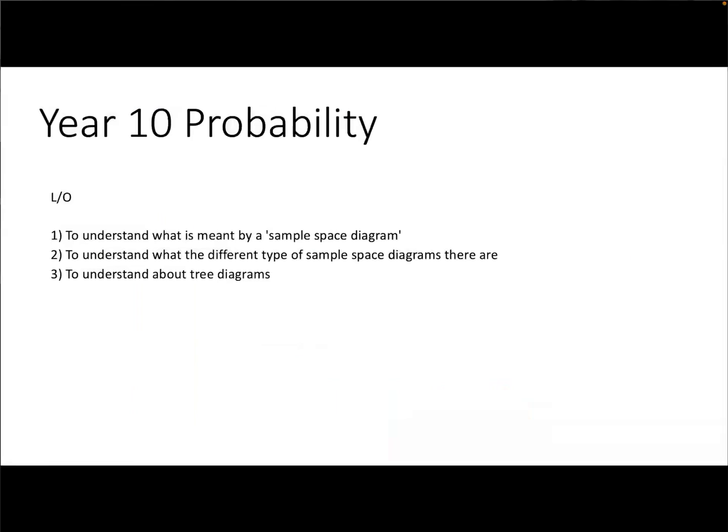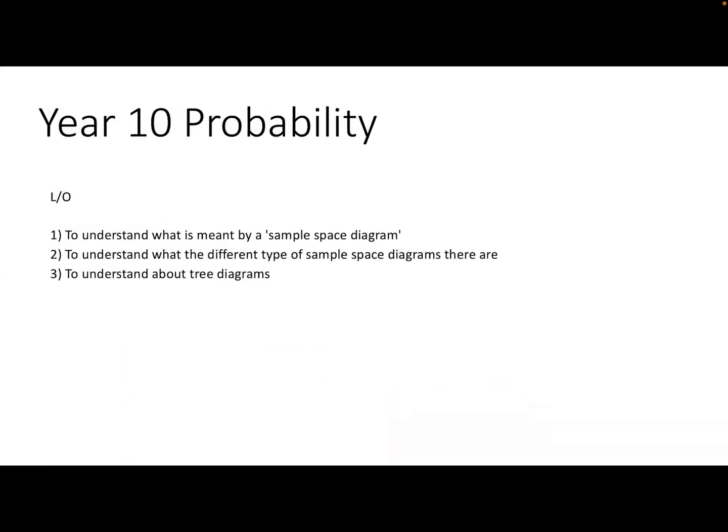We're going to be doing some probability work, much more advanced actually than you may have done in the past. But we're going to remind ourselves of what we mean by a sample space diagram. We've talked about that many times, and we're going to talk about the different types of sample space diagrams again. Then we're going to introduce the idea of a tree diagram, which is another form of a sample space diagram that can be very useful for certain situations.